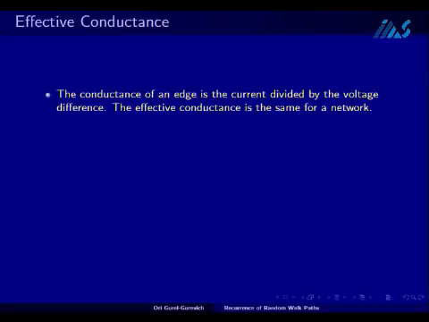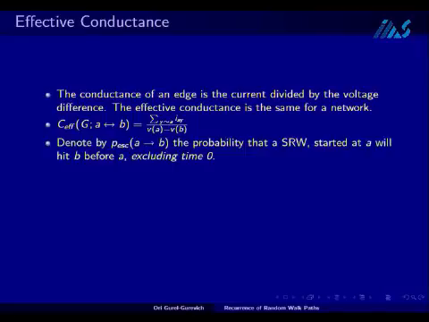It is what we use if we want to replace some network with a single edge. Okay, so we just take the proportion between the voltage difference and the current that we get when we put this voltage difference on A and B, and this thing is the effective conductance. So that's exactly the definition. Okay, so what we have here is just the total current flowing out of A, and it's also equal to the total current flowing into B, divided by the voltage difference.